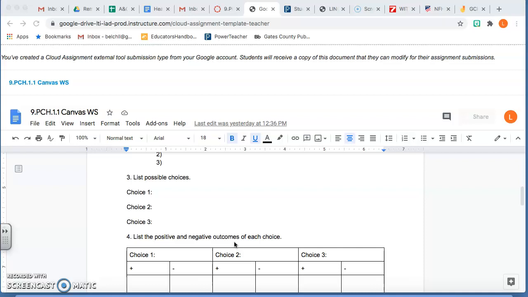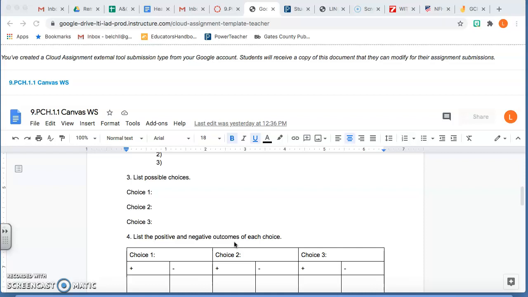And then moving on to number 4, you break down each choice into positive and negative. So like choice 1 would be to wear sunscreen. The positive would be I don't get sunburnt. I'm not lowering my chance for skin cancer. The negatives would be like sunscreen can feel greasy. Don't like the way it feels. You may not get that good suntan if that's what you want with sunscreen on. That would be a negative.